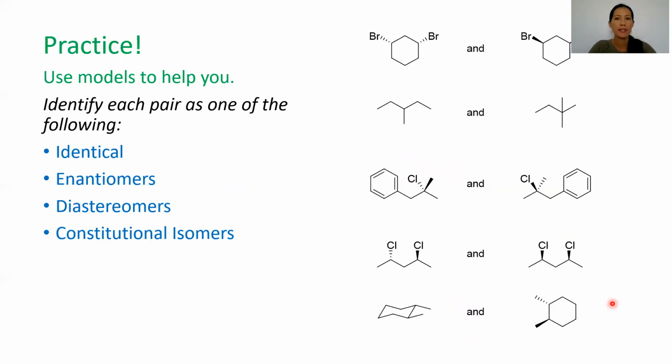You guys are going to practice. What I want you to do is pause this and go through each of these and identify the relationship. Are they identical? Are they enantiomers, etc.? The biggest tip I can give you is don't let the dash and wedge fool you. Just go back to the basics. You need 4 different groups. If there's a plane of symmetry, it's achiral. So pause, and I'm going to go over this.